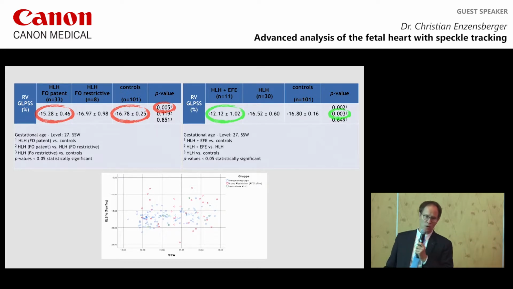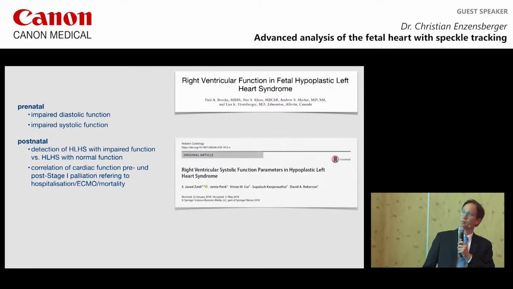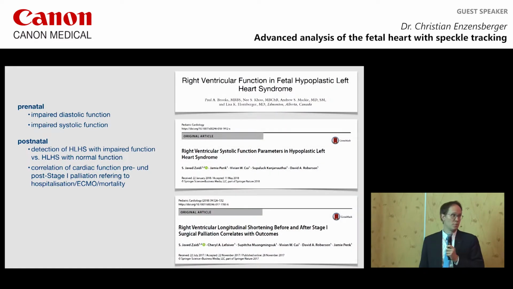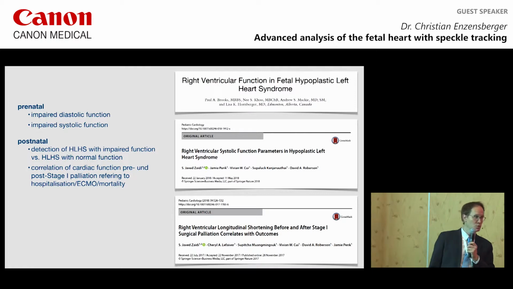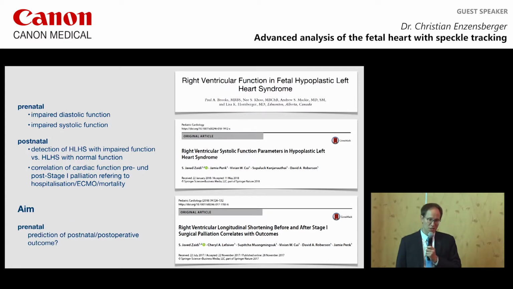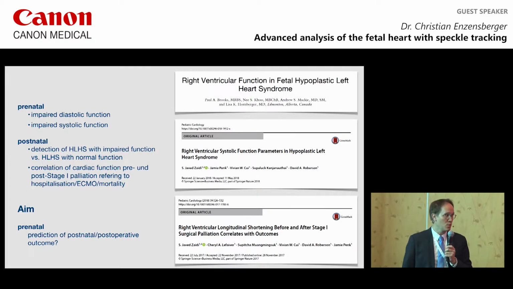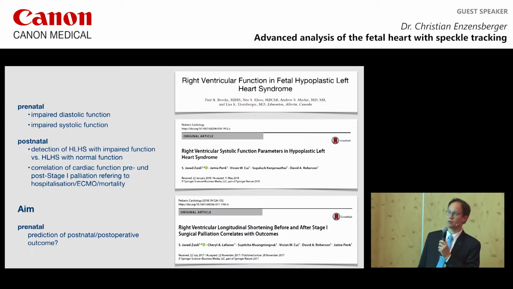Now, we know from already published papers that we have prenatally an impaired diastolic function, we can discuss about impaired systolic function, and we know about the postnatal problems. Then we should keep in mind that the aim of our cardiac investigation should be that one day we will be able to prenatally predict postnatal or postoperative outcome by investigation of cardiac function.